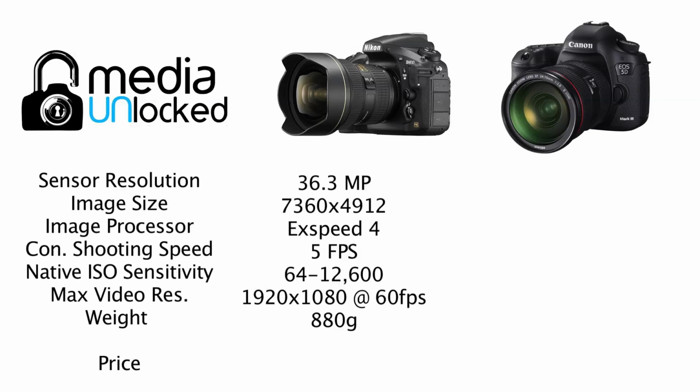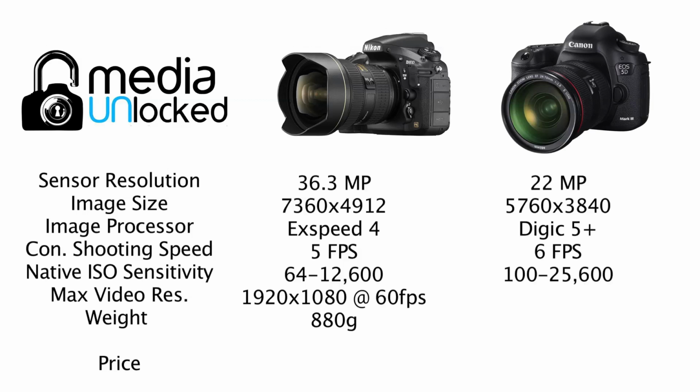Now for the Canon 5D Mark III, it has a sensor resolution of 22 megapixels. It has a maximum image size of 5760 by 3840, again smaller than the Nikon D810. The Mark III is going to be equipped with a Digic 5 Plus image processor. The Mark III has a continuous shooting speed at 6 frames per second, just 1 frame faster than the Nikon D810. The native ISO sensitivity range is 100 to 25,600, doubled the range of the Nikon D810.